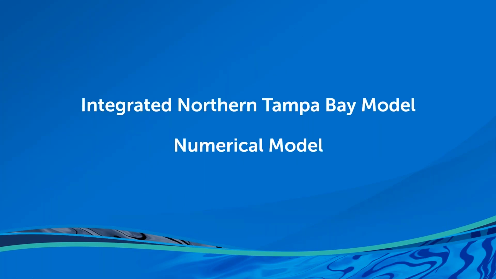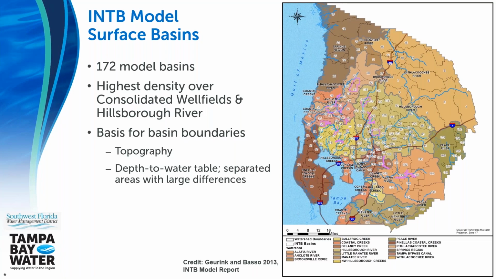This next segment is on the numerical model, which is based on the conceptual foundations that I've just described. The INTB model includes 172 model basins. The highest density of these surface basins is over the Consolidated Wellfield and the Hillsborough River. Both topography and depth to water table were used to define these model basins. Wherever there was a large difference in depth to water table within an interim basin, it was separated into the shallow and deep part.